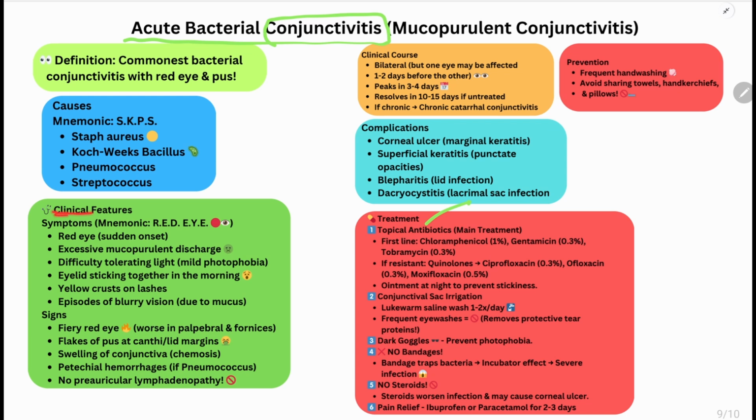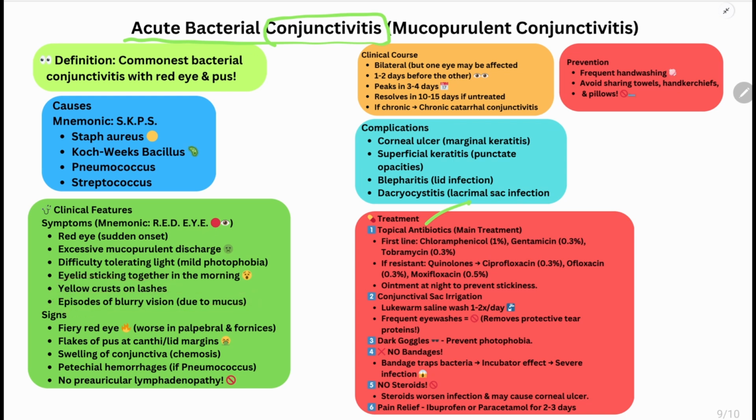What are the clinical features here? They are red eye. The mnemonic is RED EYE. R for red eye, E for excessive mucopurulent discharge, D for difficulty tolerating light. In simple words, it is photophobia. E for eyelid sticking together in the morning because of accumulation of pus. Y for yellow crust on lashes, and E for episodes of blurry vision due to mucus.